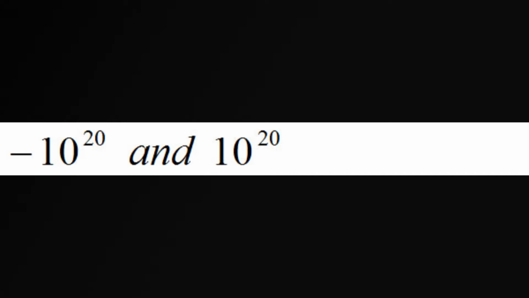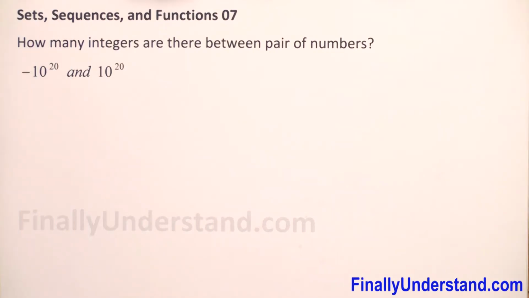We have to find how many integers we have between negative 10 to power 20 and 10 to power 20. So first, what does integers mean? Integers are whole numbers including 0 and negative values.